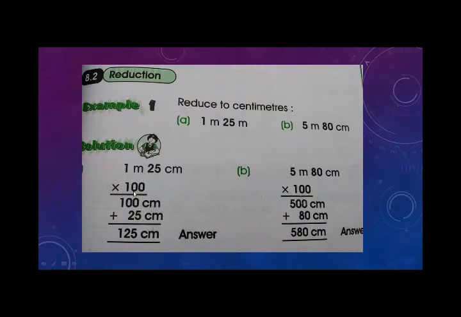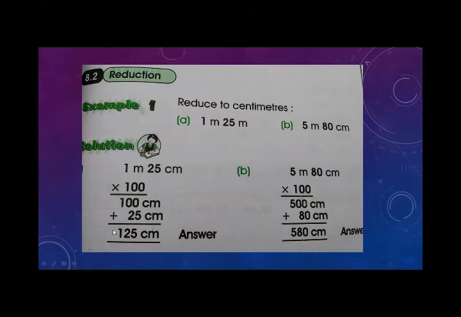First of all, multiply by 100. Then you know that 1 meter is equal to 100 centimeters. So 1 multiplied by 100 is equal to 100 centimeters. You write 100 as it is here. Then you put 25 centimeters here. Addition sign, 5 plus 0, 5, 2 plus 0, 2, and 1 as it is here. So your answer is 125 centimeters.